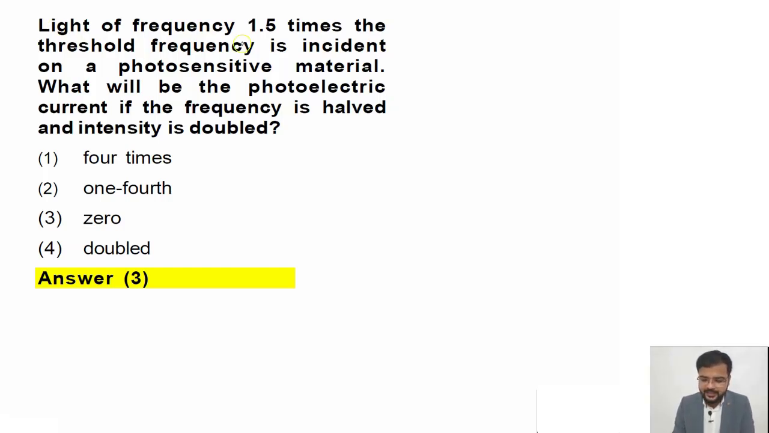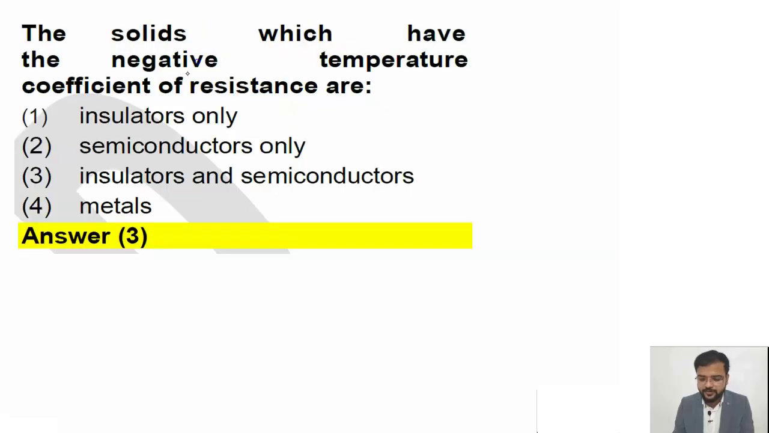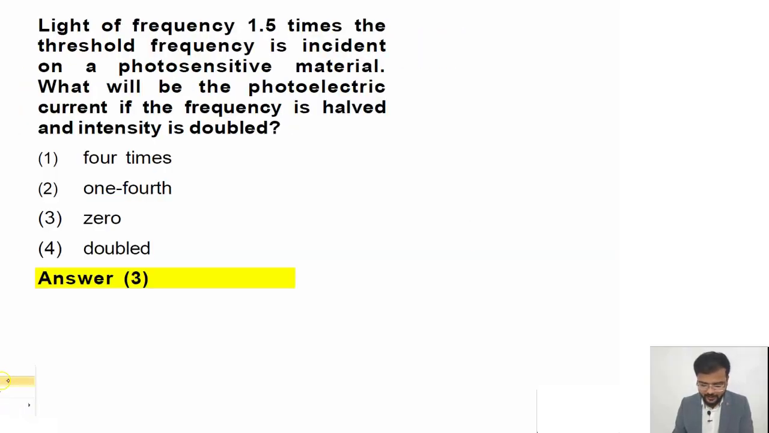See, the incident light frequency is 1.5 times the threshold frequency. This is given. So if you halve this frequency, then what will it be? Let's suppose the original frequency is 100. So what will the threshold frequency be? This is the 1.5 times. You just try to understand it like that.